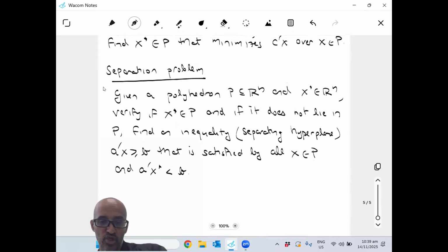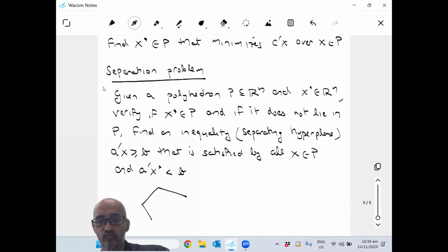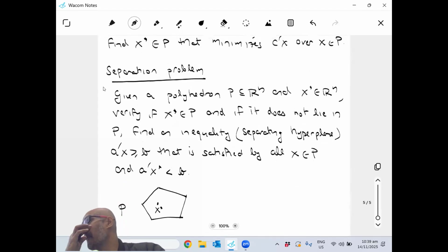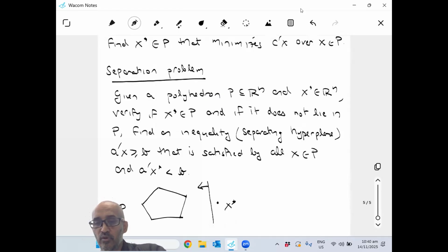Let me tell you what the separation problem looks like. Suppose I give you a polyhedron. So what can happen? Of course, X star can be in P. So you verify X star is in P. The other thing which could occur is X star lies outside P, so it does not lie in the set. What I require you to do in this case is find me a hyperplane, a linear inequality, so that this condition is satisfied by every point in the polyhedron, but clearly A transpose X star is less than B. It's violated. So this is called a separating hyperplane, a hyperplane that separates a point from the feasible region.